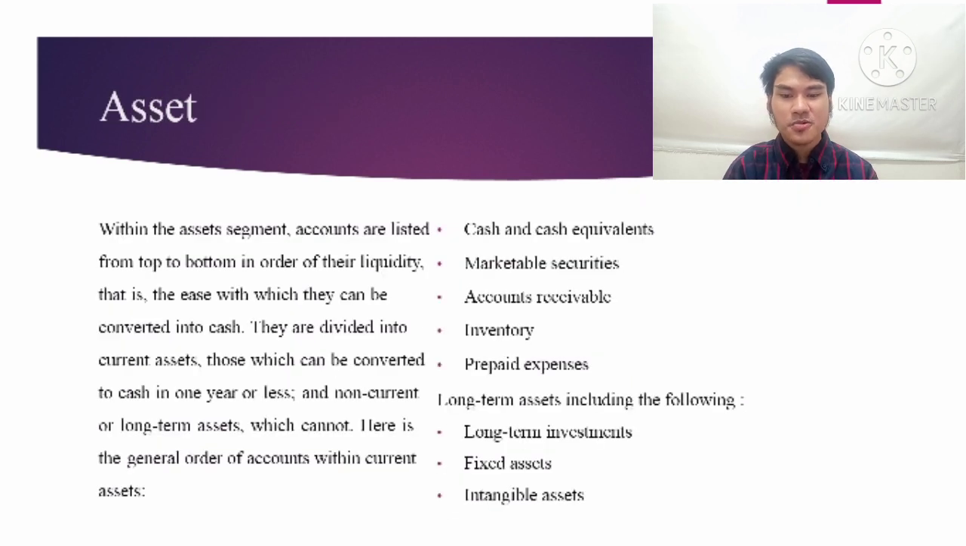Assets. Within the asset segment, accounts are listed from top to bottom in order of their liquidity, that is, the ease with which they can be converted into cash. They are divided into current assets, which can be converted to cash in 1 year or less, and non-current or long-term assets, which cannot.